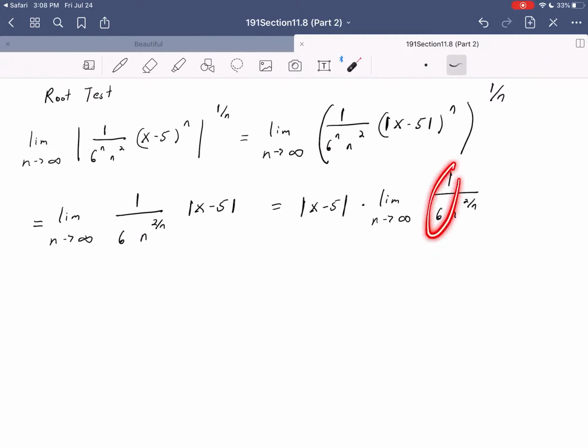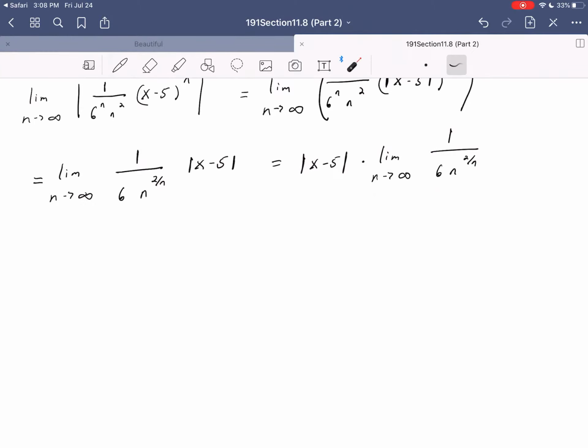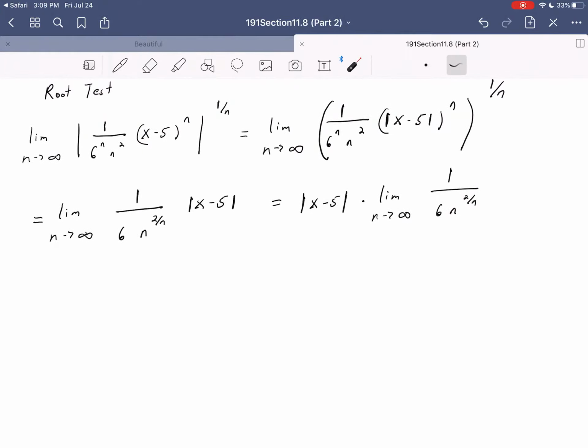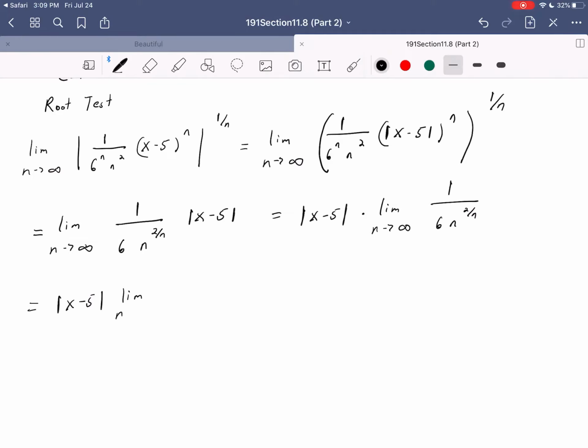Could we bring the 1 over 6 out? Sure, definitely. I like to just move the absolute value and then focus on this limit, but it doesn't matter. You could certainly bring out the 1 over 6. Remember that with this n to the 2 over n, whenever we're working with the root test, we often need to make use of the fact that the limit as n goes to infinity of n to the 1 over n is 1. So we'd like to rewrite that. We can say that this is the absolute value of x minus 5 times the limit as n goes to infinity of 1 over 6 times n to the 1 over n, and then squared.